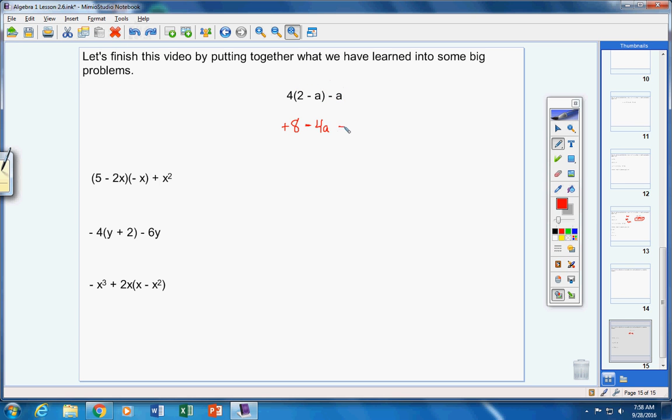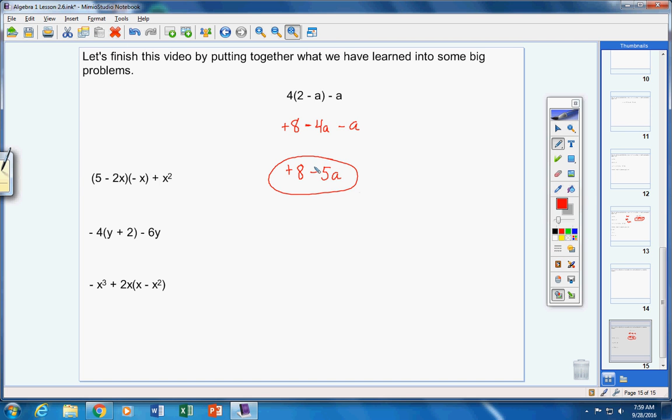Just bring it down. Now I see some like terms. I have an a term and an a term. A negative 4 and a negative 1. Let's combine those. Let's first of all bring down our positive 8. You owe me $4. You owe me one more dollar. Now you owe me $5.